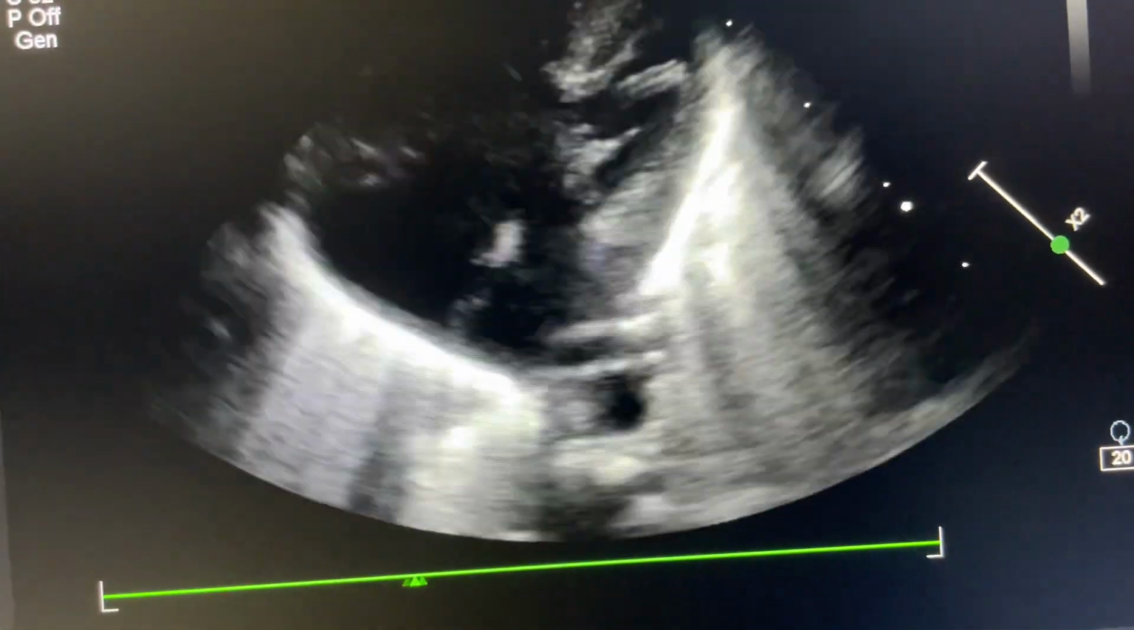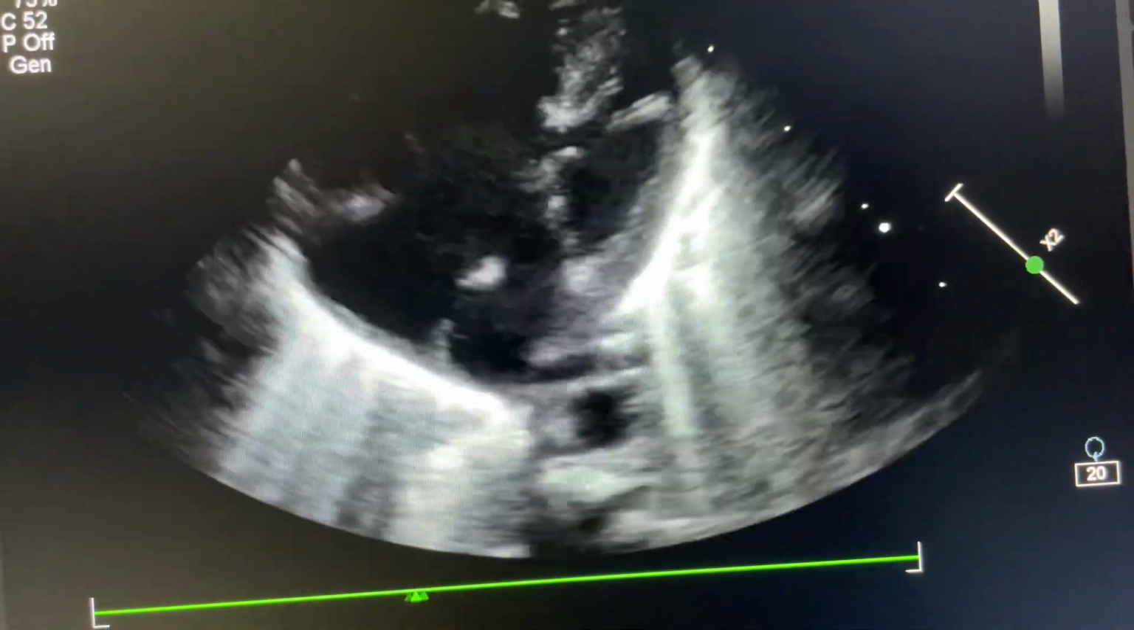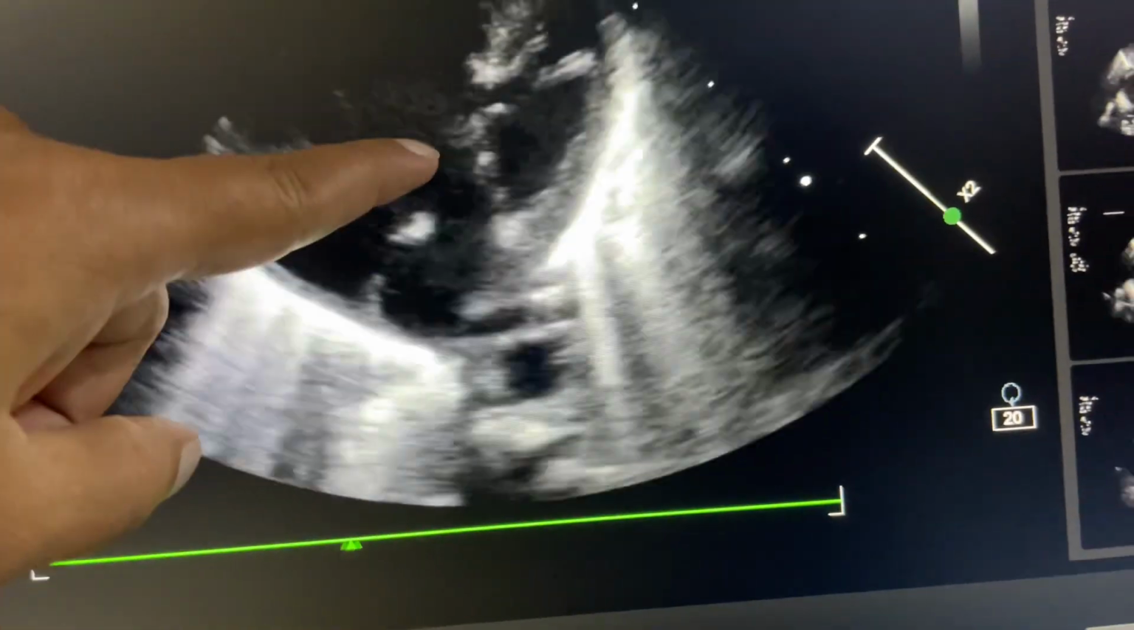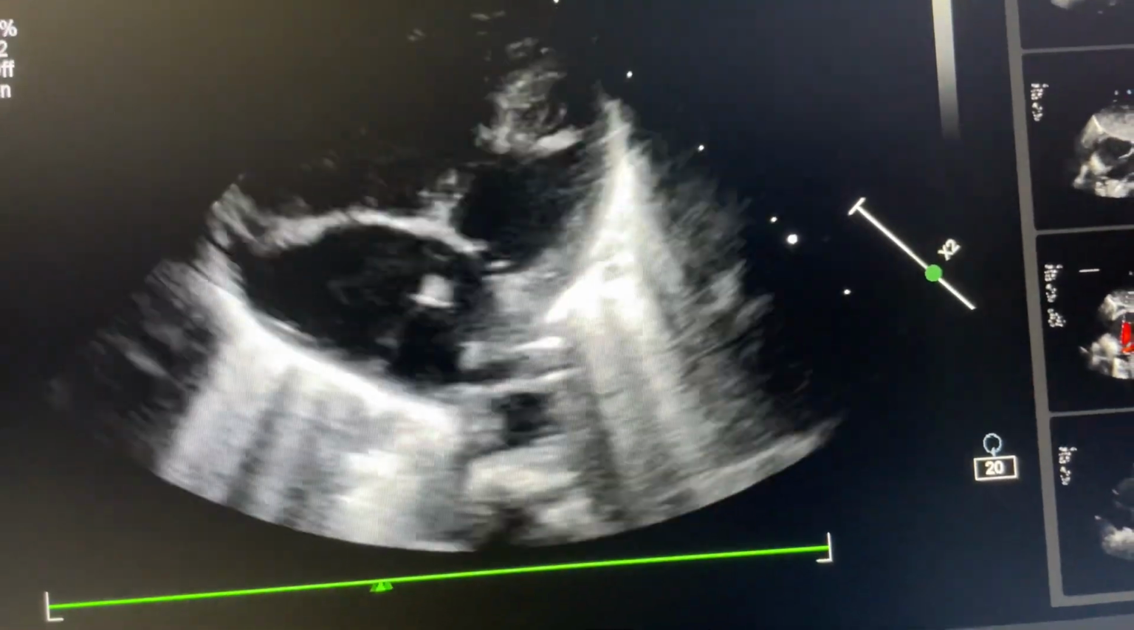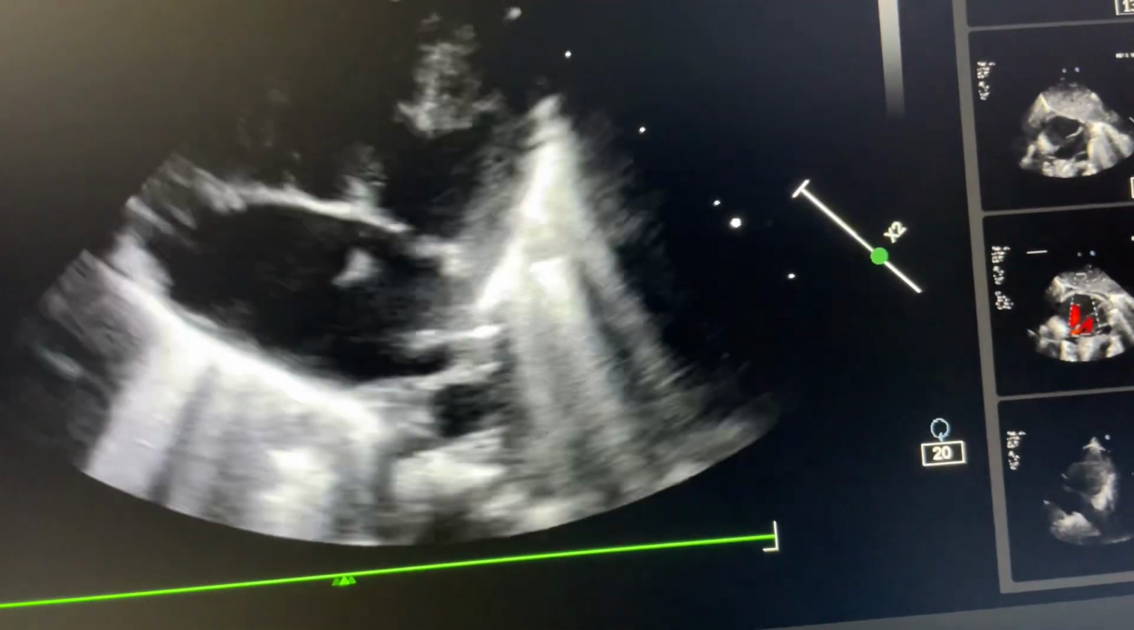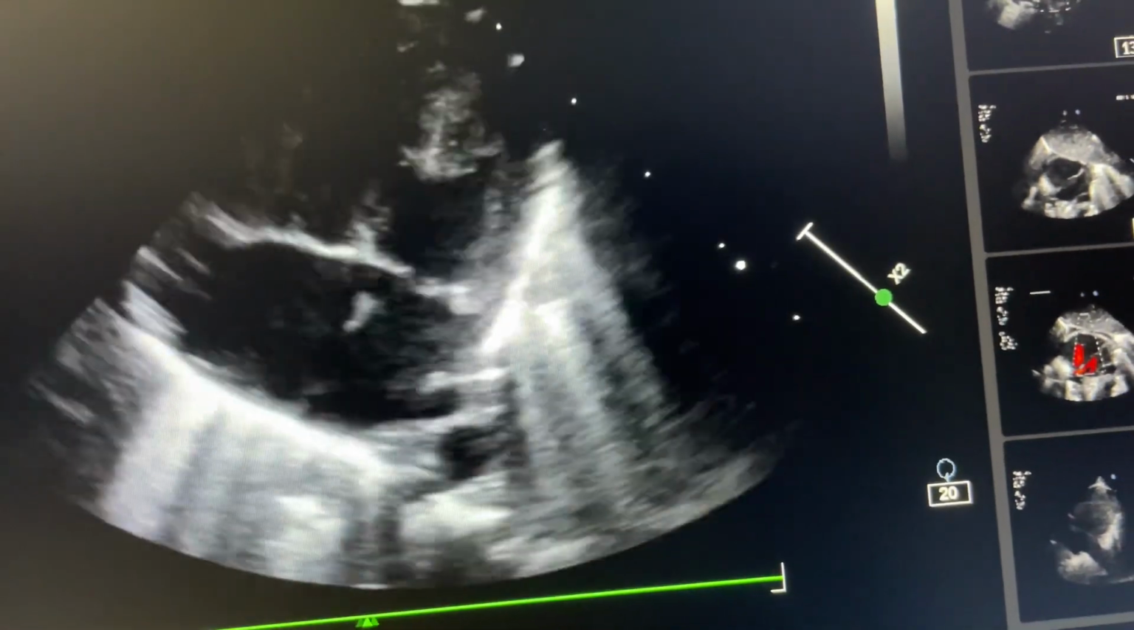You see how complete AV septal defect looks. This is ostium primum ASD and inlet VSD. Right side of heart is dilated, more in size compared to left side.